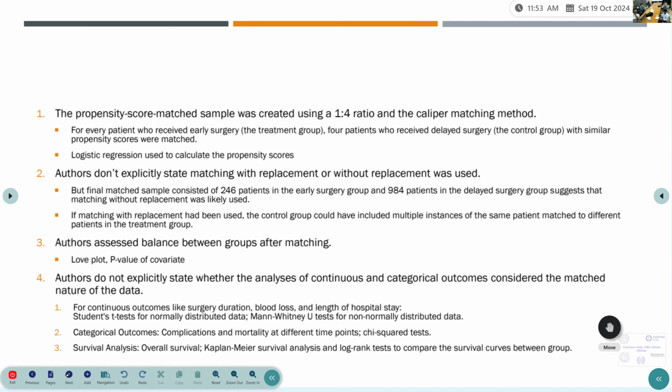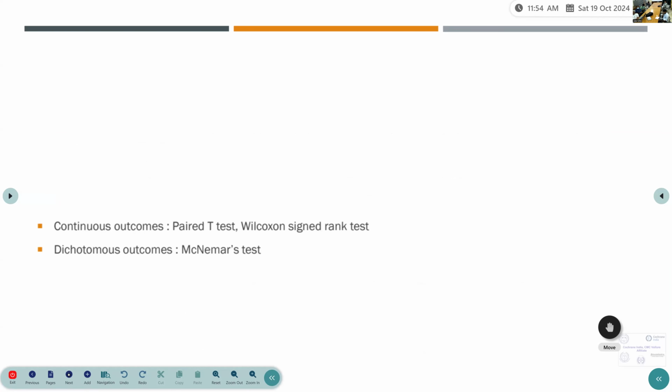The authors assessed balance between the two groups after matching by looking at a love plot, which is a visual representation that I'll come to. And they also looked at the p-value of the difference between covariates after matching. Now, the authors don't state whether, in the analysis of outcomes after matching, they kept in mind that this is matched data. But if you look at it, for continuous outcomes they used a Student's t-test for normally distributed and Mann-Whitney U test for non-normally distributed data. And for categorical outcomes, they used the chi-squared test. Whereas, like JEYASEELAN had mentioned, we should use the paired t-test for continuous outcomes, and for dichotomous outcomes, we should use McNemar's chi-squared test. So actually, their analysis was probably incorrect.